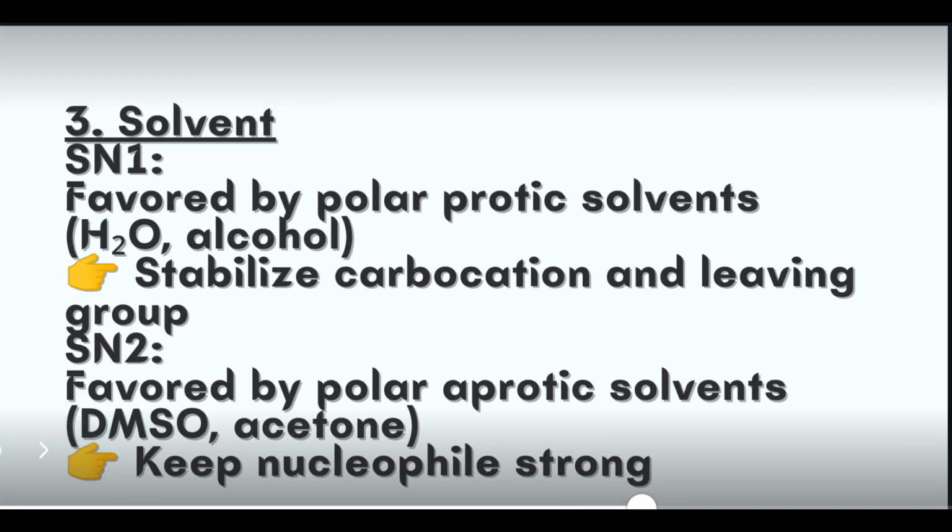Now the third one is the nature of the solvent. SN1 is favored by polar protic solvents, for example H2O and alcohol, which stabilize the carbocation and leaving group. Next is SN2. This is favored by polar aprotic solvents. Here a proton source is not required. In SN1 a proton source is required. Examples are DMSO and acetone. Here this solvent keeps the nucleophile strong.